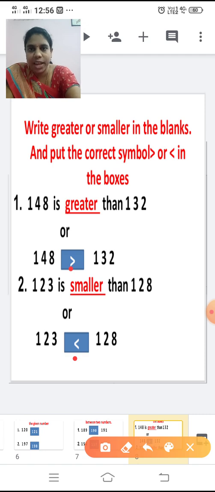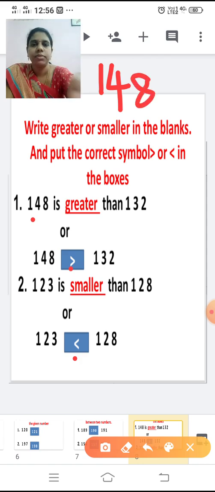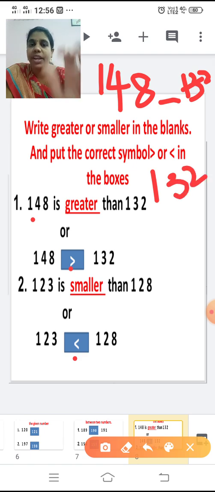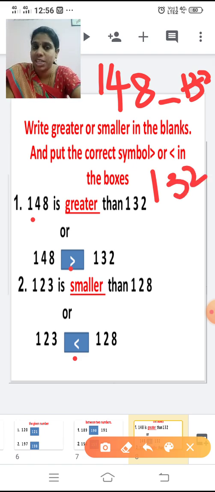Yes. First one, 148 is dash than 132. Will you compare two numbers? Now compare these two numbers, 148 and 132.